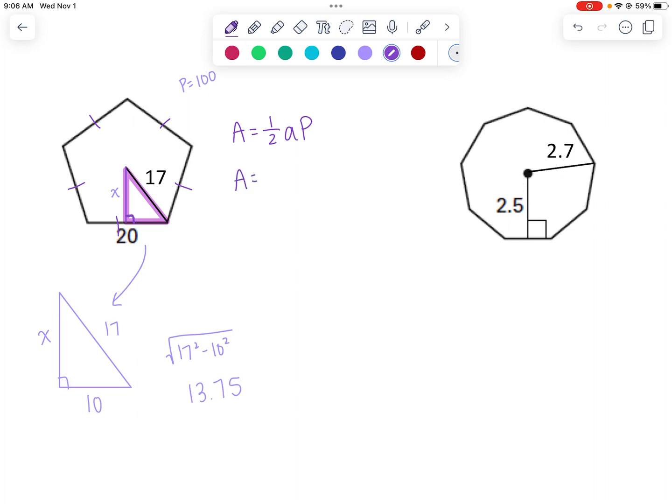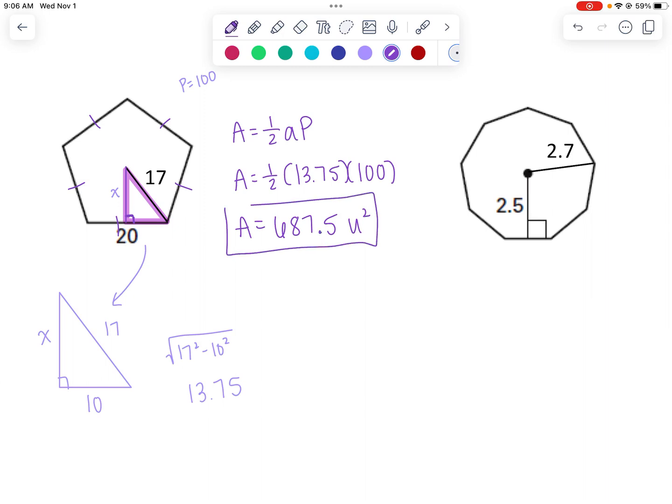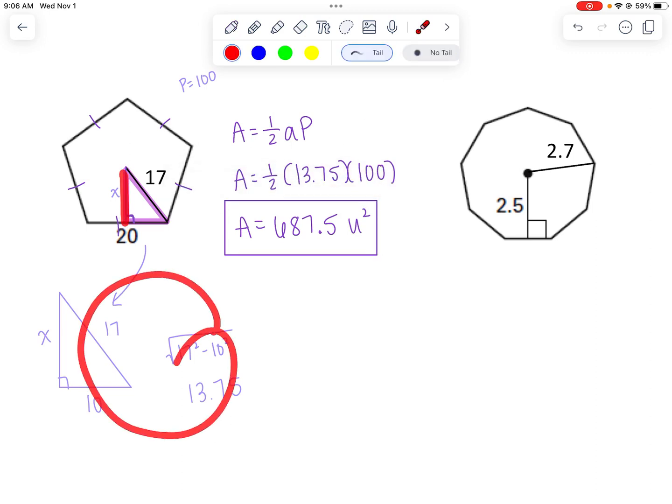So area would equal 1/2. The apothem I just found was 13.75. And the perimeter we said earlier, if one side's 20, they're all 20. So the perimeter would be 100. And then from there, if you need to go to the calculator, just go to the calculator and type that in. And then remember, you can divide by 2 at the end. So the area would be 687.5 units squared, because area is always units squared. And we were missing the apothem, and that's why we had to do Pythagorean theorem.